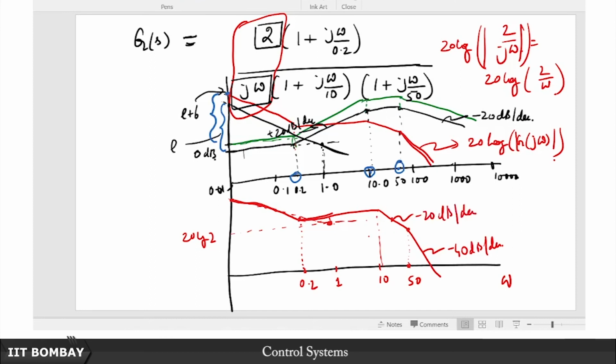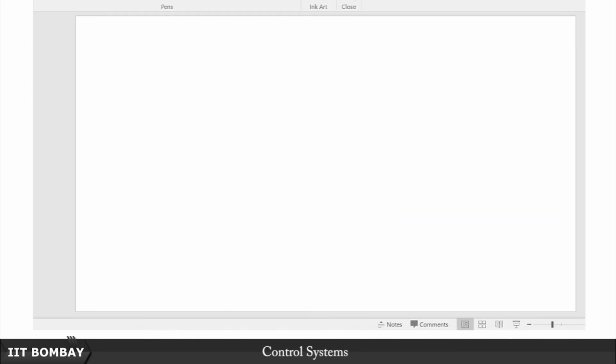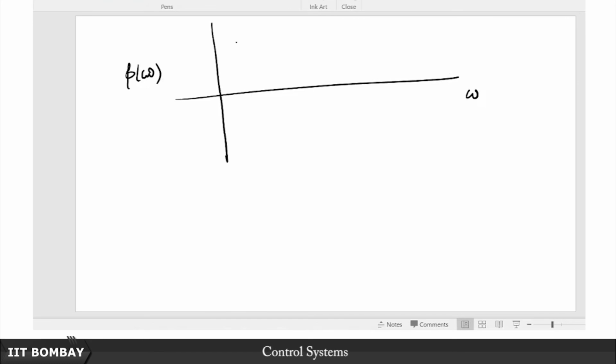So in summary, what we have shown you is that given any transfer function like this, you will quickly be able to sketch the asymptotic Bode plot. Of course, this is only the magnitude part. So to complete the picture, I should also give you a quick way of drawing the phase plot. So let us say this is omega and this is phi of omega. So let us say you have 180 degrees, 90 degrees, 0 degrees, minus 90 degrees and minus 180 degrees, okay.